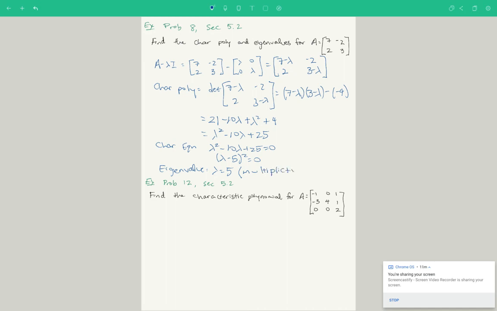And a multiplicity is just the number of times that that eigenvalue shows up as a factor in our characteristic equation. So because this is squared, we say this has a multiplicity of 2.